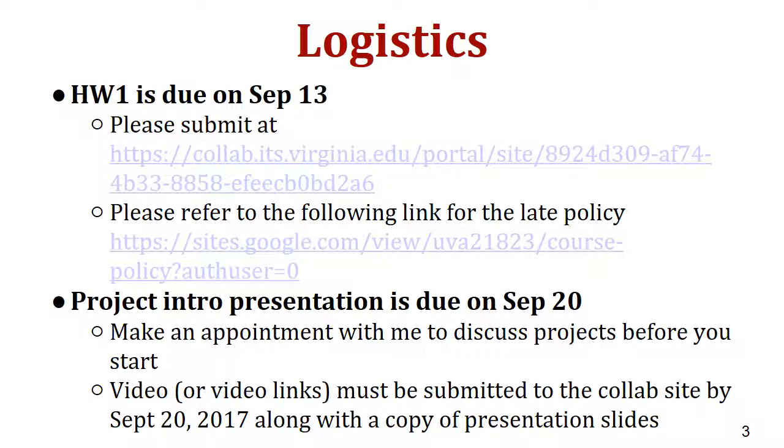As usual, before we talk about the technical content, I want to make a few announcements. Another reminder that homework 1 is due on September 13th. We currently have a website for you to submit your homework. I think you have received an email about the homework assignment. So just submit your homework on Collab. And if you'll be late for the homework assignment, please refer to the following link to see the late policy of this class. If you have any questions, let me know. We have less than 1 week for the homework.